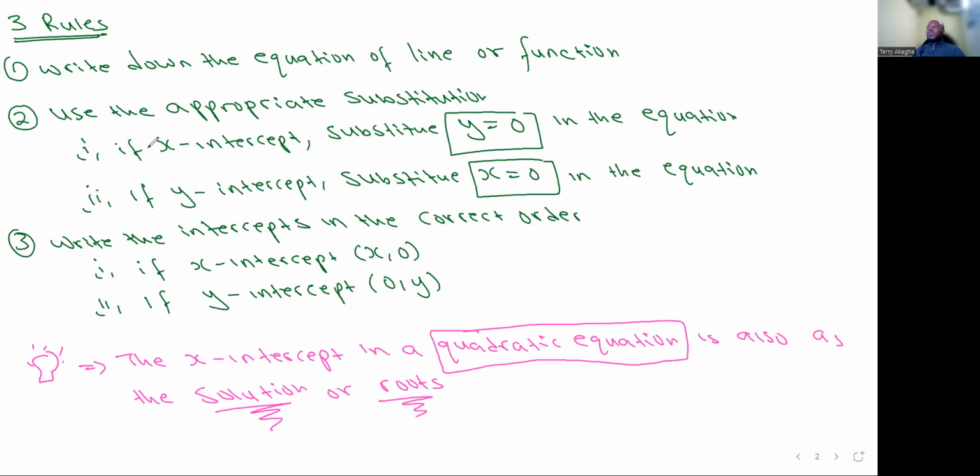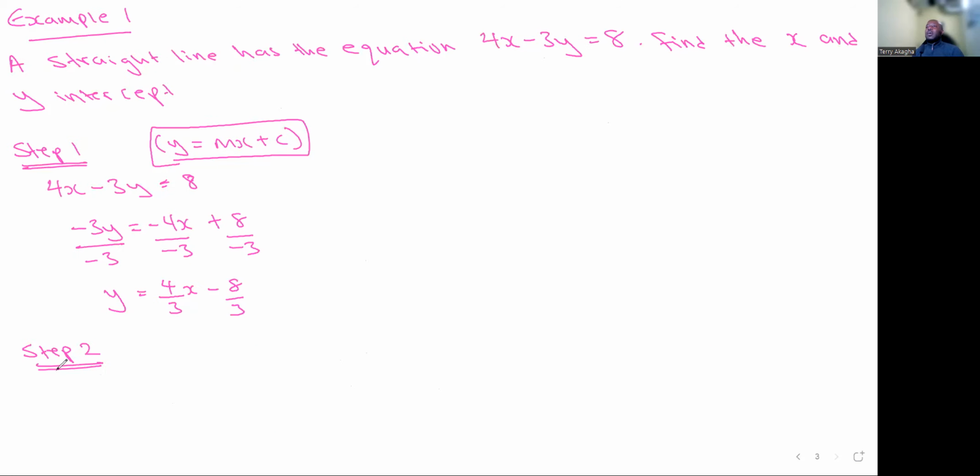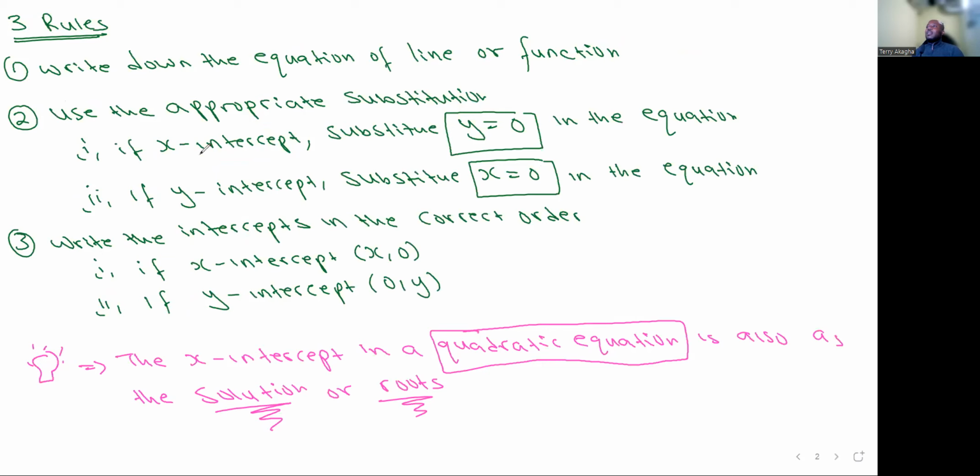Step 2, to find the y-intercept, we substitute x equal to 0. So at the y-intercept, x is equal to 0, so anywhere you see x, you put 0. So 4 over 3 times 0 minus 8 over 3. Therefore, the y-intercept is equal to minus 8 over 3.